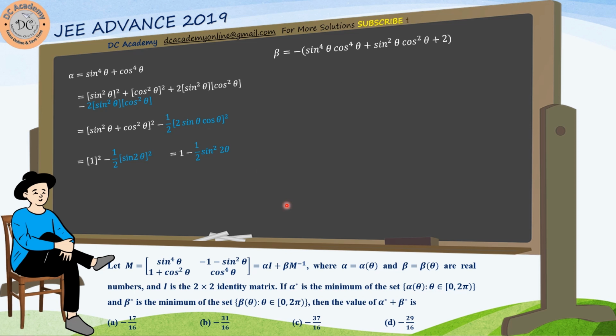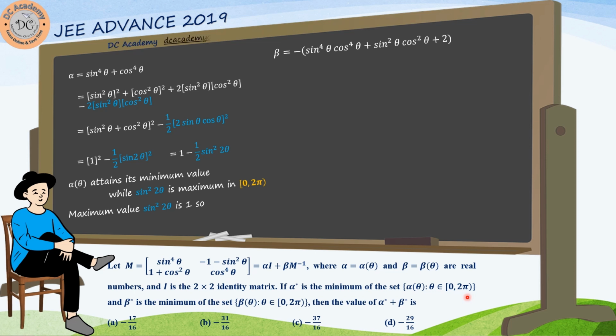Now notice that theta lies between 0 to 2 pi. So whatever the case, alpha theta will attain its minimum value when sin square 2 theta attains its maximum value. Sin square 2 theta attains its maximum value in 0 to 2 pi, which is obviously 1, because for any angle theta, sin theta lies between -1 to +1. So alpha will attain its minimum value when sin square 2 theta is equal to 1, and hence the minimum of alpha theta is half, and therefore alpha star is equal to half. So you obtain the alpha star.